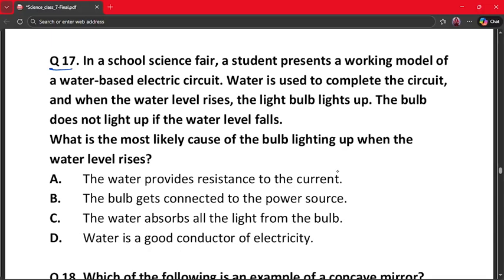Water is a good conductor of electricity. The correct answer is option D. So when the water level rises, the circuit gets completed. This happens because water conducts electricity, and once the circuit is complete, current flows. That is why the bulb lights up. So water being a conductor is the main reason.